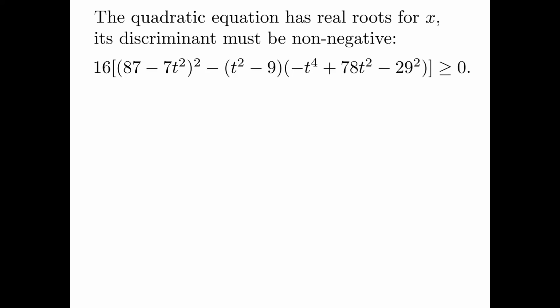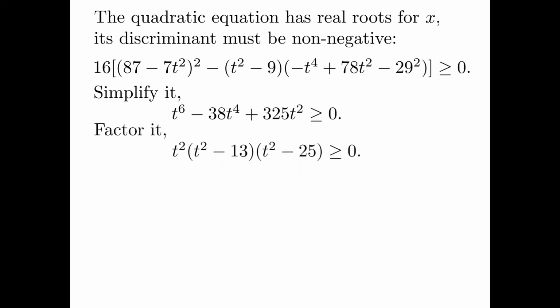Because the quadratic equation has real roots for x, its discriminant must be non-negative. B squared minus 4AC is greater than or equal to 0 by definition. Simplified, we get only 3 terms. We can further factor it. We have 3 factors, T squared minus 13, T squared minus 29, and T squared minus 25. The product of the 3 factors is greater than or equal to 0.